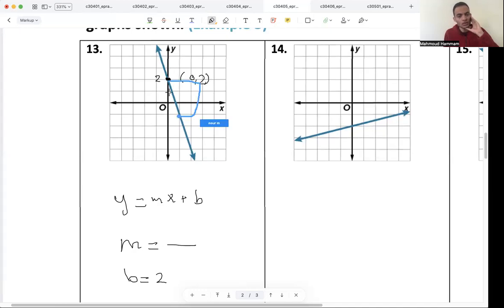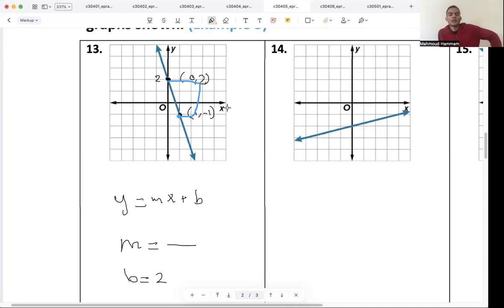The x is 0, the y is 2. What are the coordinates of the other point? Perfect, bravo. What are the coordinates of this point? x is 1. Take care, here the x is 1. The y is negative, -1. Now you have 2 points.